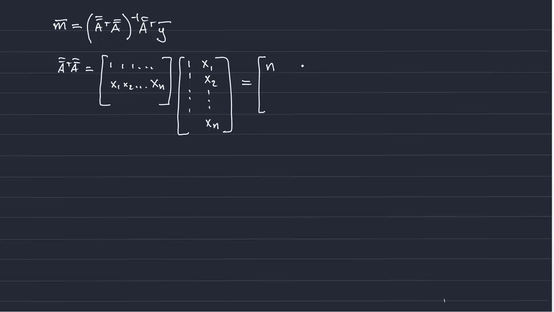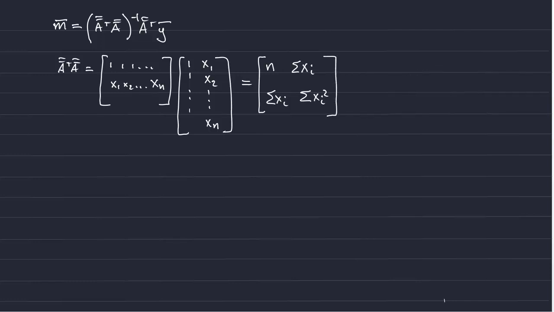The first component is n, for multiplying 1 n times and summing. The next is 1s times all the values of x, summed. This component is our vector of x's times 1s, again summed. And the last component of our 2 by 2 matrix is all the x values multiplied by themselves and summed. So that's A transpose A.